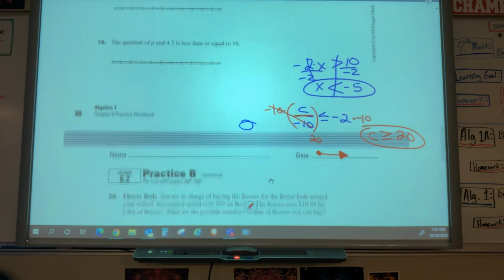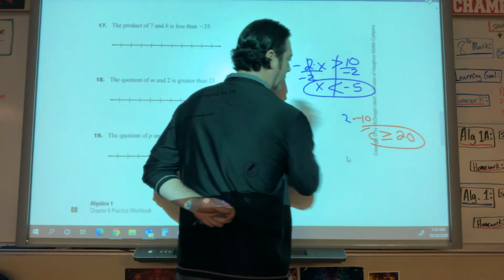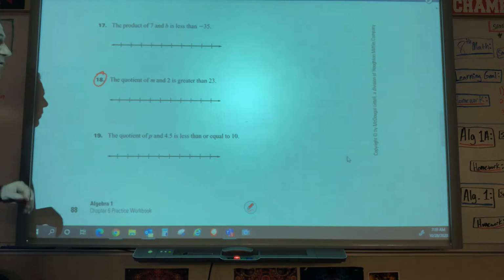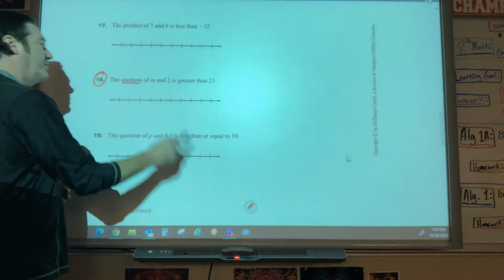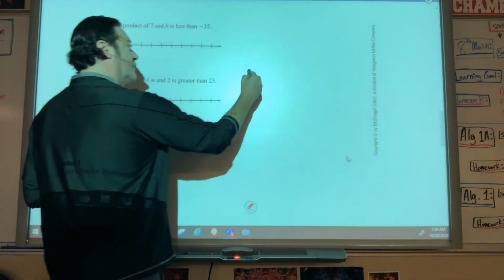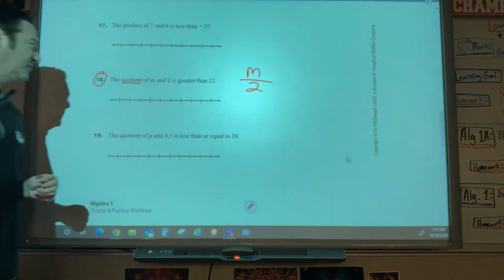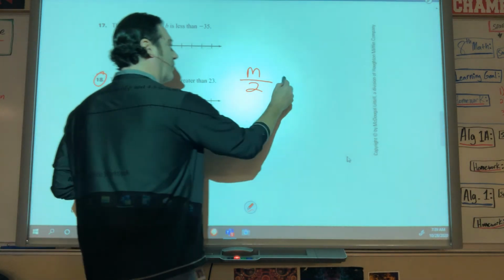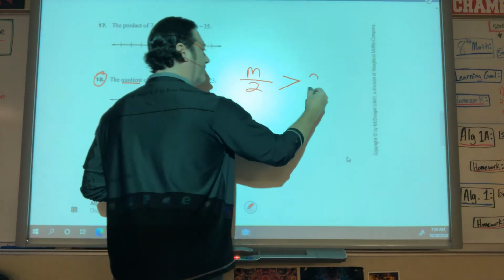Let's see here, let's do one more. Let's do 18 here. I'll let you guys work on the rest of these. It says the quotient of m and 2 is greater than 23. So that word quotient is our keyword for division, right? Whatever they say first is my numerator. Whatever they say second is my denominator. So the quotient of m and 2 is greater than, right, there's my keyword for my inequality symbol, 23.